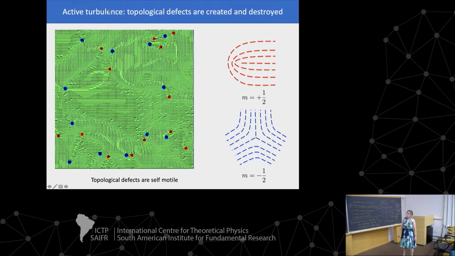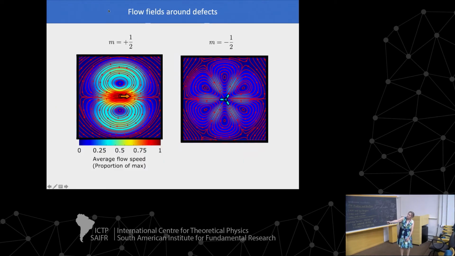We can look at the flow field around the defects. Okay? This is a +1/2. It moves in this direction, and as it moves, it sets up a flow field like that.